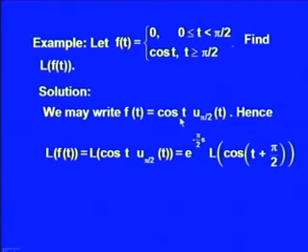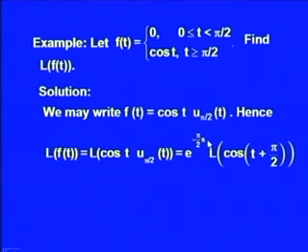We can write f t as cos t into u pi by 2 t. When t is less than pi by 2, u pi by 2 t is 0, so f t becomes 0, and when t is equal to pi by 2 or more than that, then u pi by 2 t is equal to 1. So, we get f t equal to cos t, and then the Laplace transform of cos t into u pi by 2 t will be equal to e to the power minus a s, where a is equal to pi by 2 here.